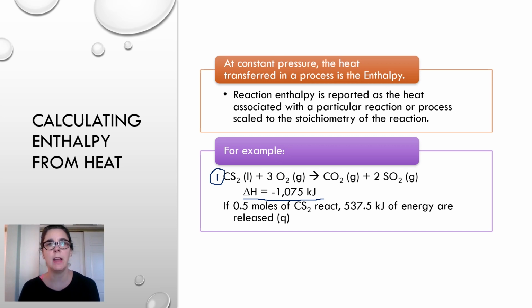If we wanted to look at different quantities, then it becomes the heat. So let's say, for example, we had only half a mole of carbon disulfide. Then that enthalpy, that negative 1075, would be halved, and we'd only get 537.5 kilojoules of energy being released if we only had half of the amount. So that would be Q for that process, for that half a mole of carbon disulfide reacting in that particular process.